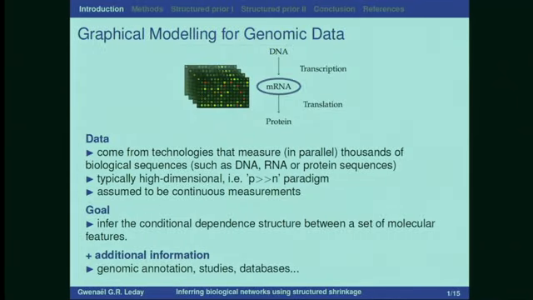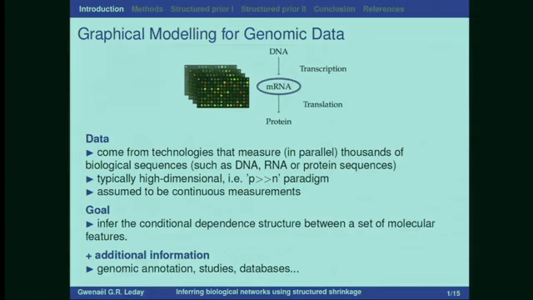So graphical modeling is really important in genomics. The data we usually have come from technologies that measure thousands of biological sequences. So this could be DNA, RNA, protein sequences. And we measure a lot of sequences. So typically the data are high dimensional, so P is much larger than N. And even if you look at a subset of these sequences that are of interest, it's still very large.